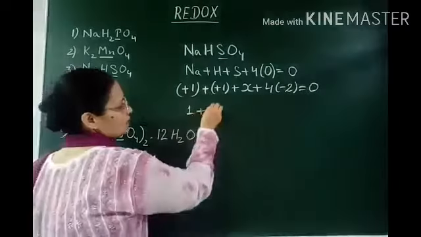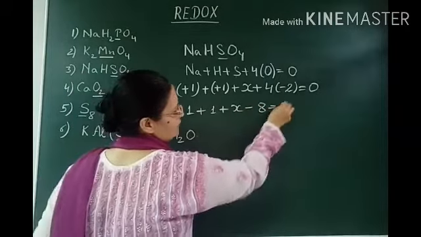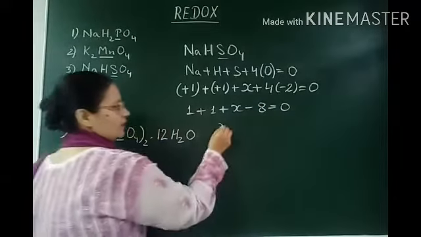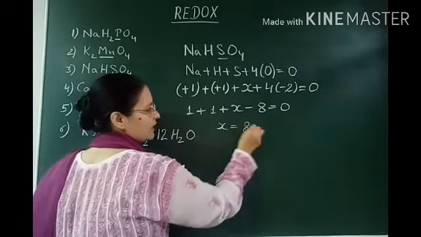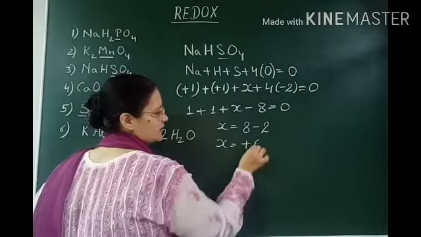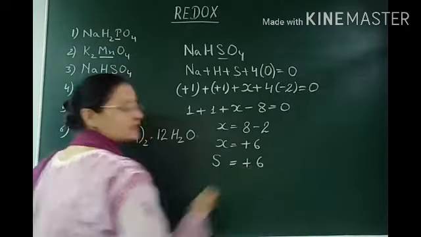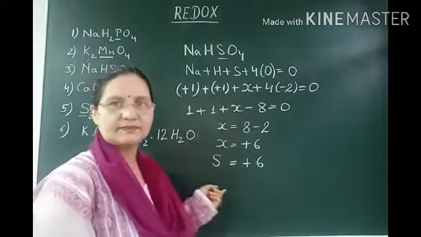1 plus 1 plus X minus 8 is equal to 0. X is equal to 8 minus 2, and X is equal to plus 6. Here the oxidation number for sulfur is plus 6.